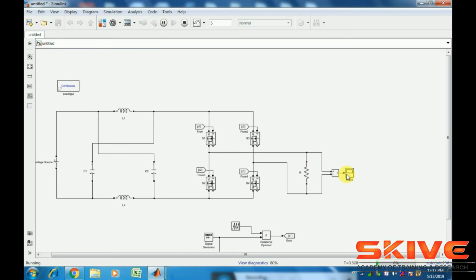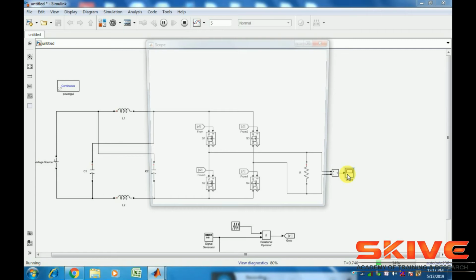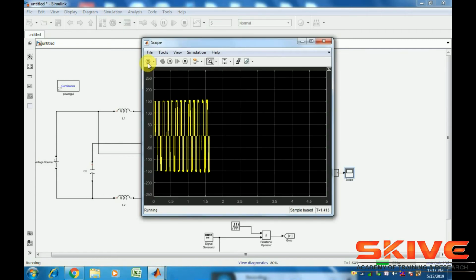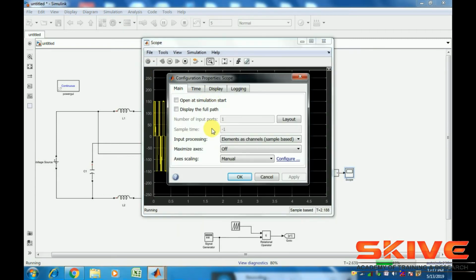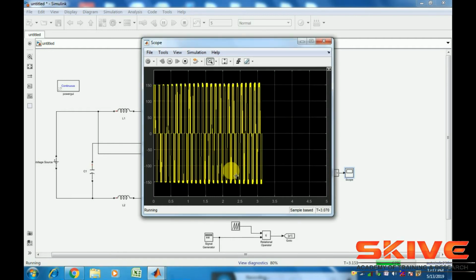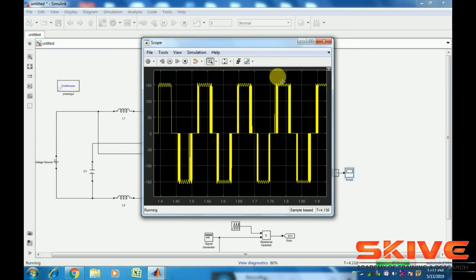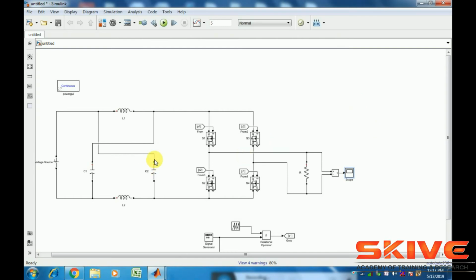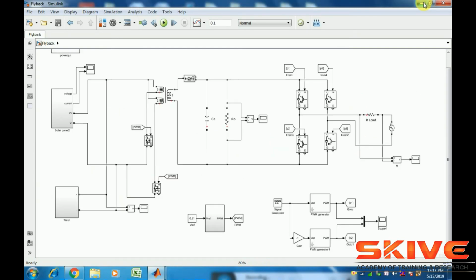Now run the simulation and check the output of AC output. The input is a DC and output is in the form of AC. This is the output AC voltage, Z-source inverter voltage. Maximize this scope. So AC voltage in the form of Z-source inverter.